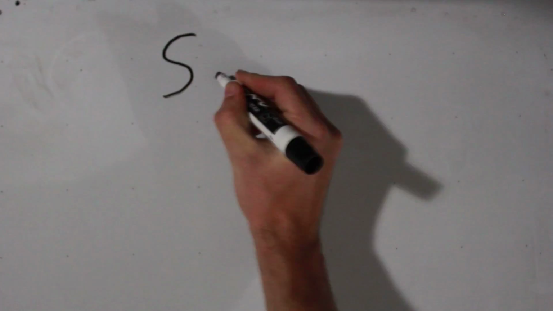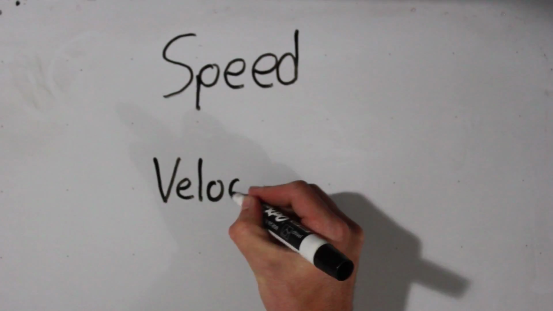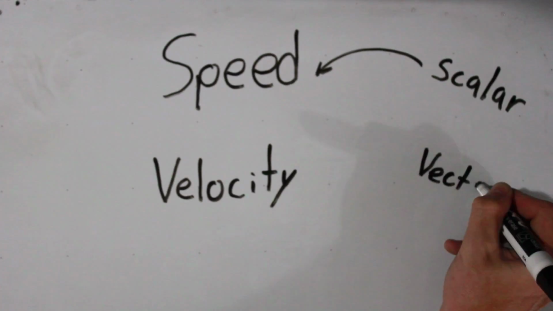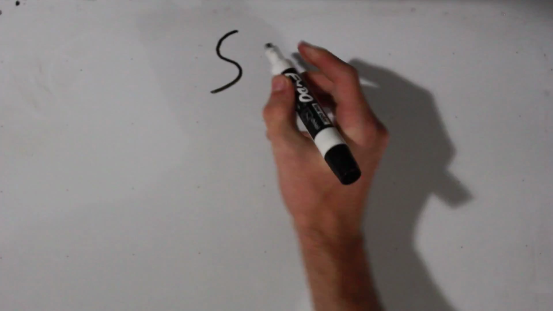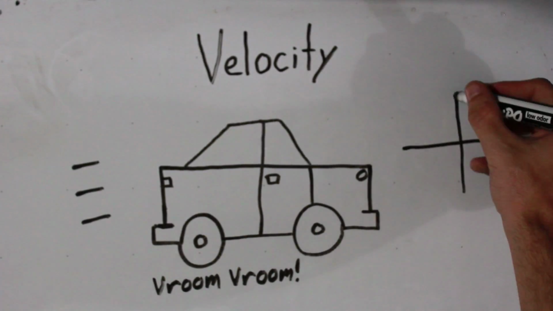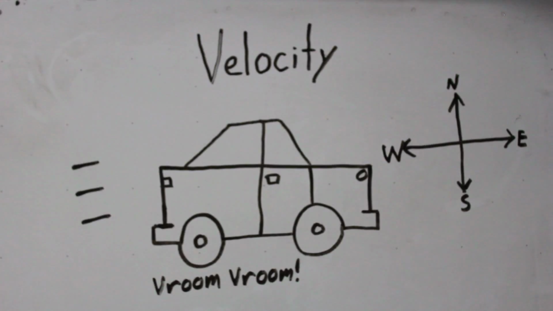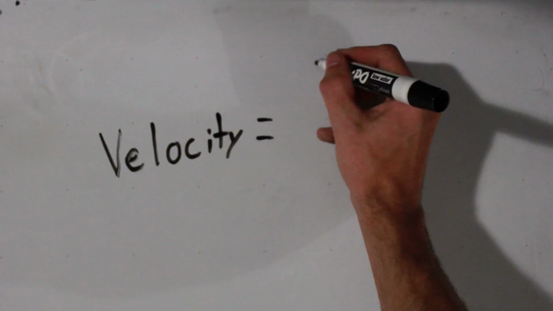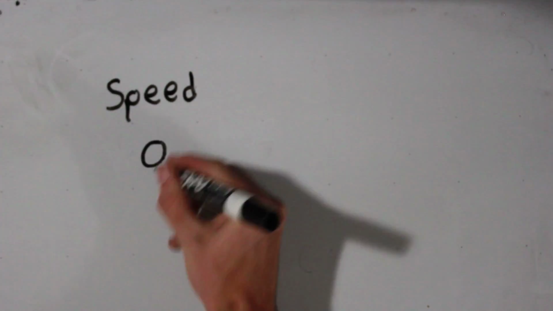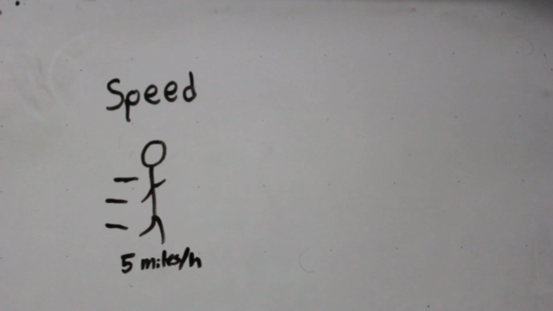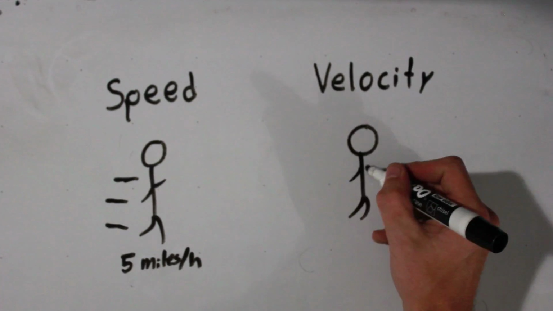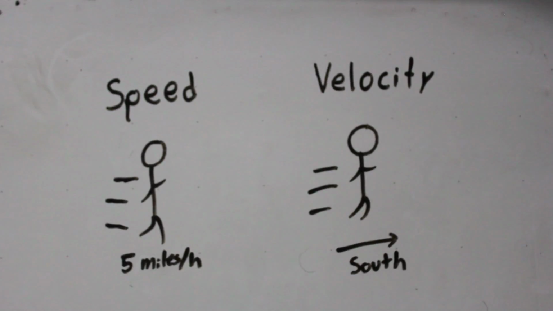The second two values of dynamics are speed and velocity. In this case, speed is the scalar value and velocity is the vector value. Speed tells you how fast you're going. Velocity tells you how fast you're going and in what direction. To be a bit more technical about it, velocity is actually the change in displacement over time. An example of speed would be saying that you're running 5 miles per hour. An example of velocity would be saying that you were running 5 miles per hour south.